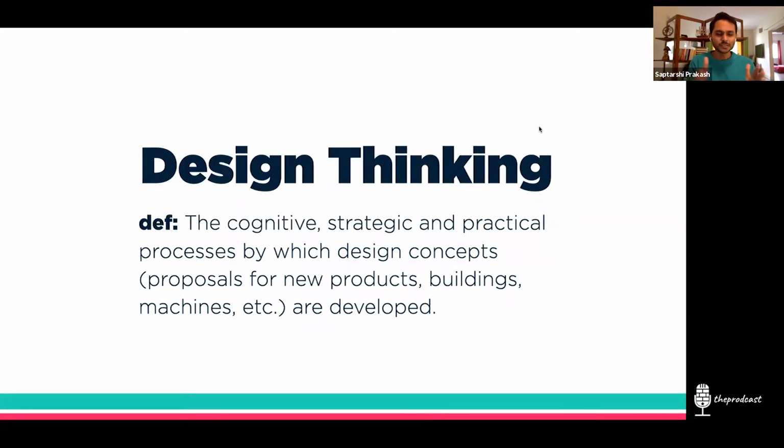Okay, so this is what design thinking is defined as. It's the cognitive, strategic, and practical processes by which design concepts, proposals for new products, buildings, machines, etc. are developed. I picked this up somewhere from the internet. And when I look into this definition, I feel this definition needs another definition to make it understandable. Like this itself has so many words and topics, which isn't standalone, which could do justice to the meaning of the word design thinking.